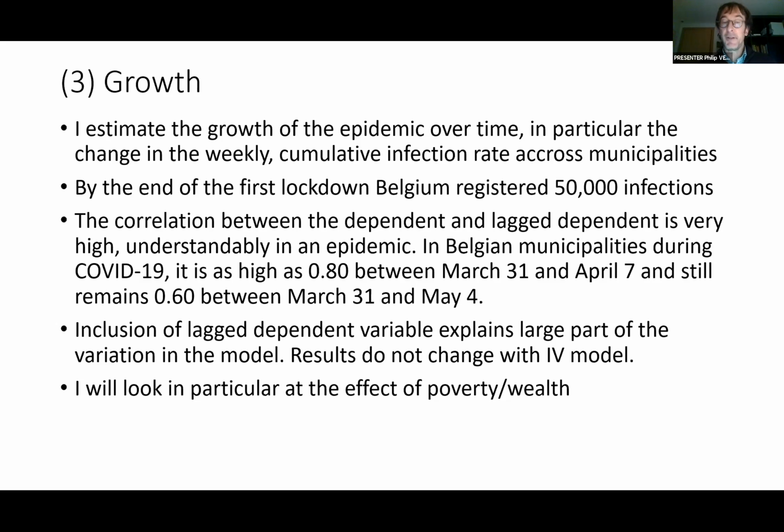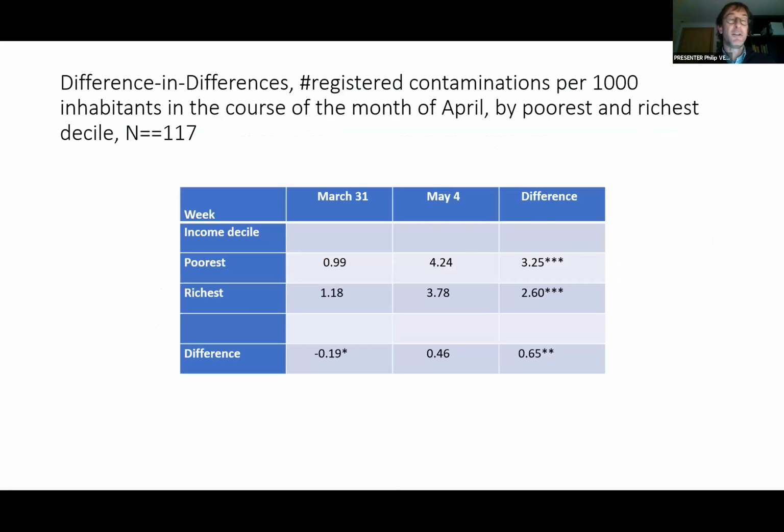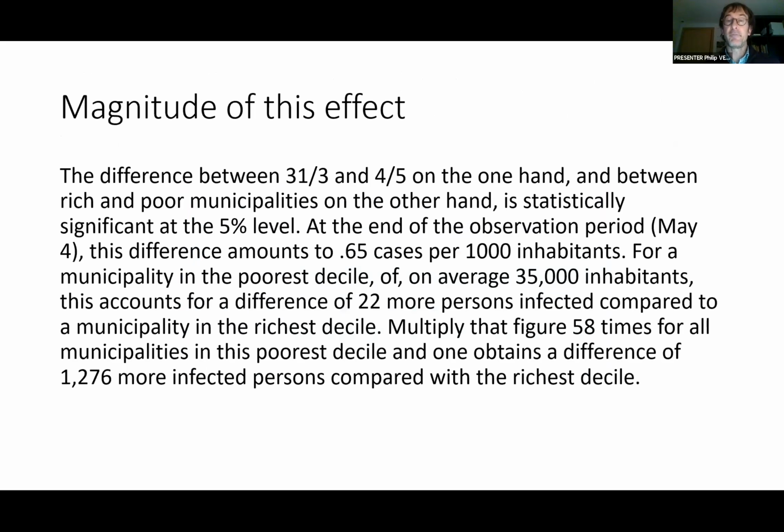So inclusion of the lag dependent variable in the model explains, of course, a large part of the variation. And I'm going to look particularly at the effect of poverty and wealth. If you see, the red line are the richest municipalities in Belgium, the black line are the poorest ones. As I said, the richest ones were disadvantaged earlier on in the epidemic, but 5 weeks later, they managed to slow down the epidemic much better than poor communities. You also see that in a difference-in-difference analysis, where the richest communities have fared better over the course of the epidemic, statistically significant at the 5% level.